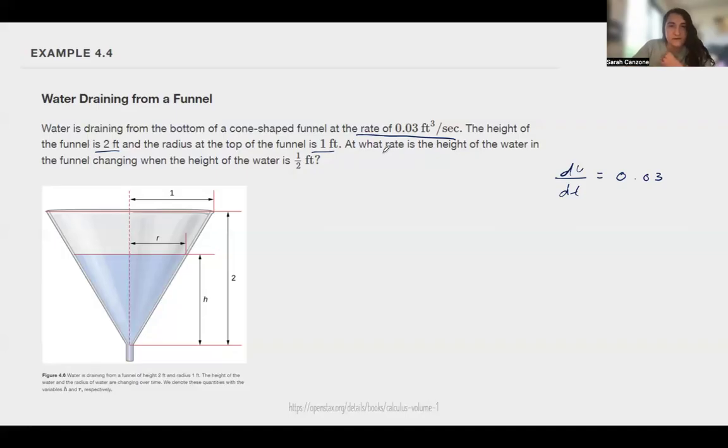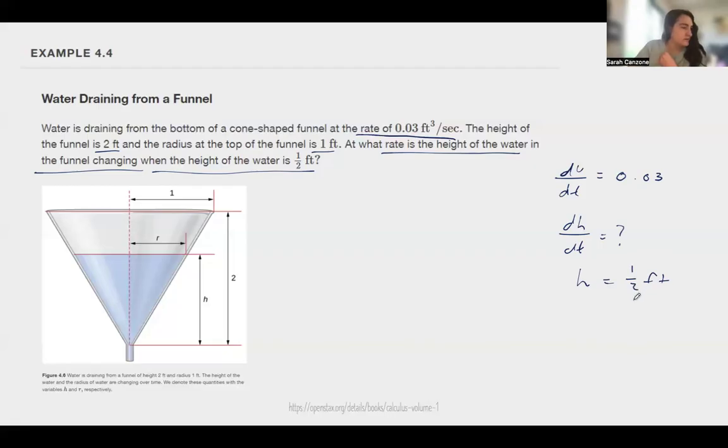At what rate is the height of the water in the funnel changing? So this is what we're looking for: the rate the height is changing. So we're looking for dh/dt, and I'll put equals question mark, when the height of the water is a half of a foot. This is why I didn't write it down, because it's saying when the height is 1/2. So h equals a half of a foot. And again, you don't have to write the units here.